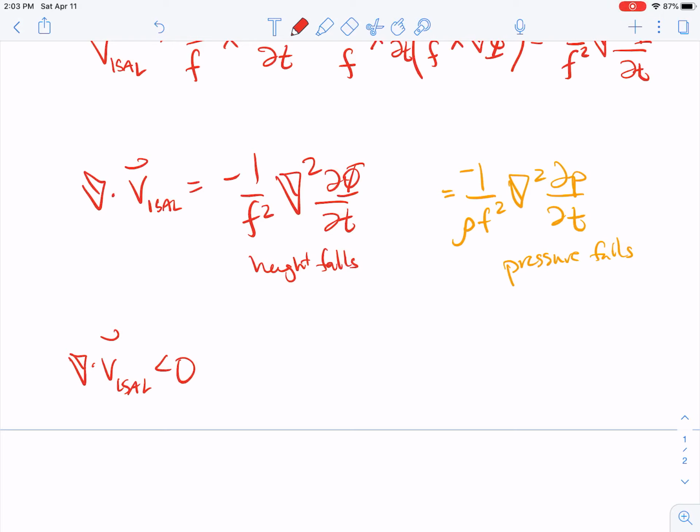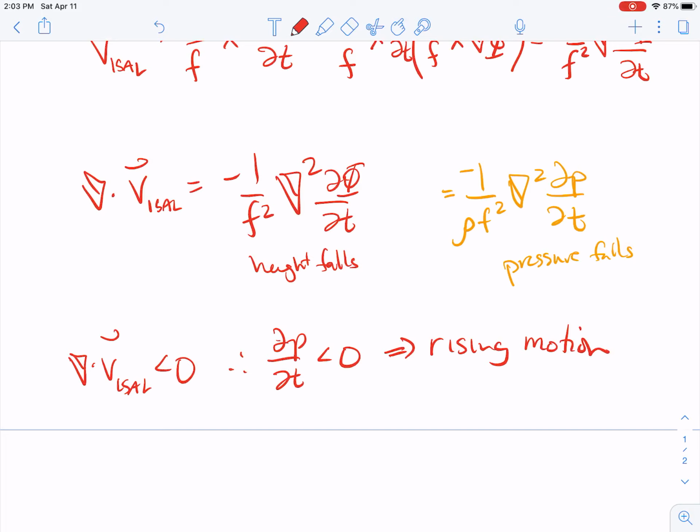Rho will be positive, f squared will be positive, del squared, the Laplacian, will change the sign, such that we know that then we should have dp/dt also less than 0. And so that means pressure falls where we see convergence of the isobaric wind. And so subsequently, pressure falls are where we're going to see rising motion.